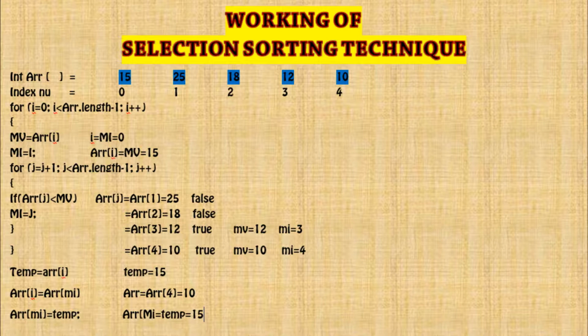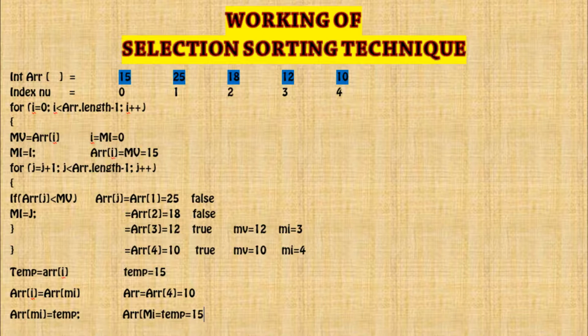So according to here, our array of j, that is 10, is lesser than or equal to mv, that is 12. When it is true, it changes the value of mv. So it becomes 10. When the first pass gets over, we will have the minimum value of that array element.